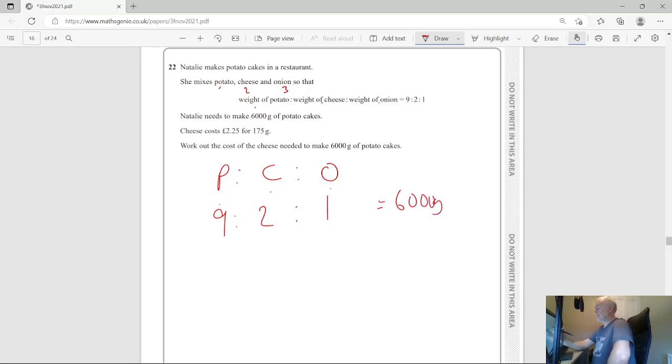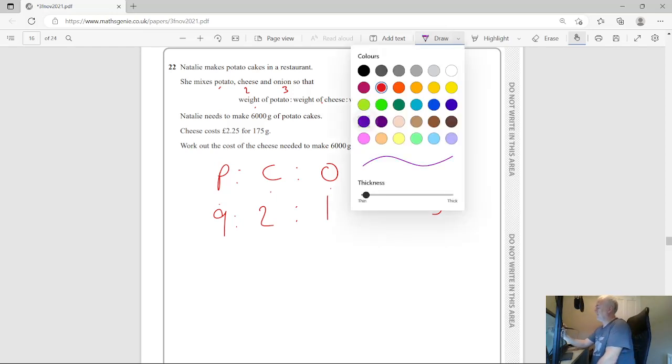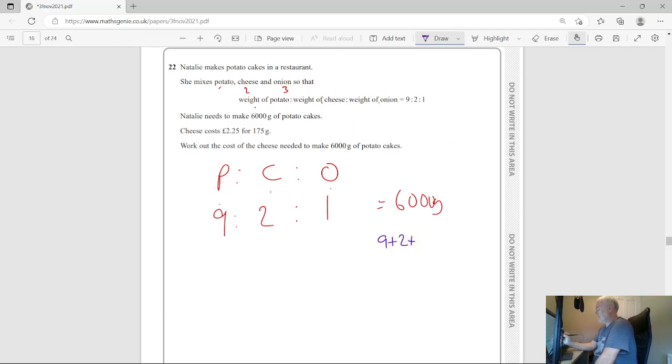Cheese costs £2.25 for 175 grams. Work out the cost of cheese needed to make 6,000 grams of potato cakes. So, on a question like this, we're going to look to add the parts together. 9 plus 2 plus 1 is going to give me 12. So each one of these particular mixes, let's say we're in grams, equals 12 grams.